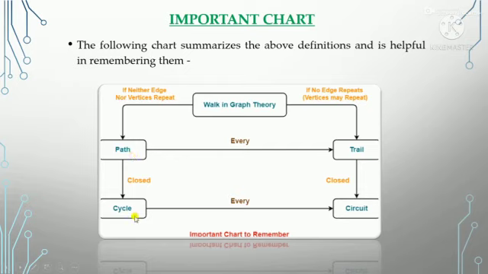And we can say that every cycle is a circuit, but not every circuit is a cycle. Similarly, every path is a trail, but every trail is not a path. By this chart, you can see all the definitions and remember them. If you remember this chart, then it will be easy.